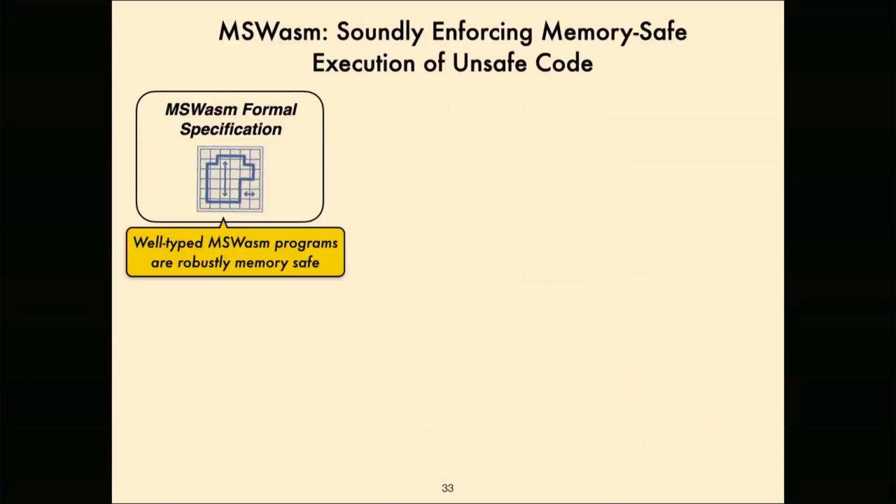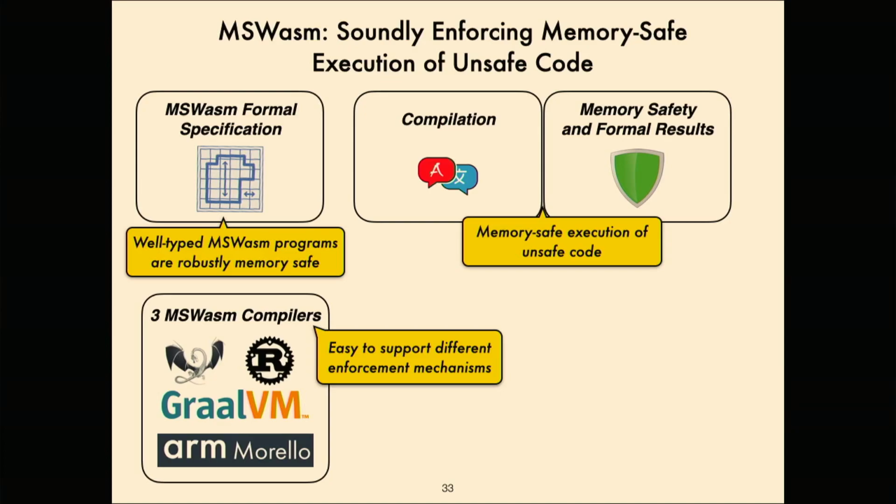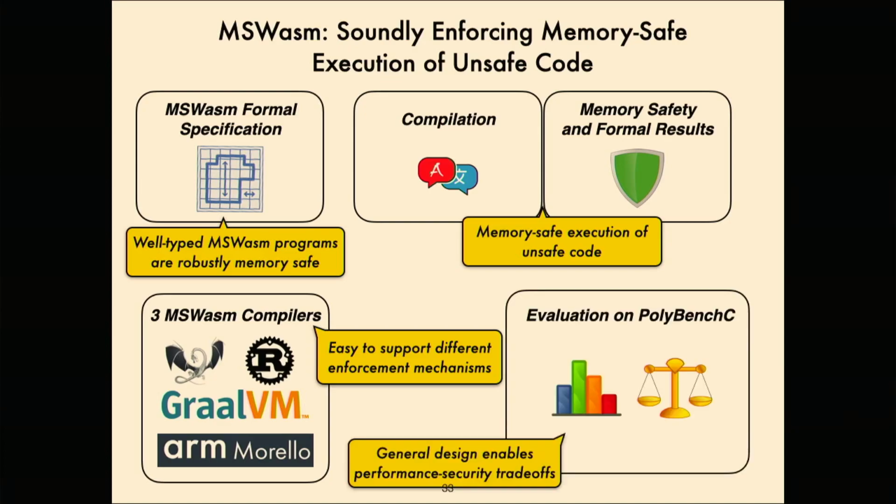So with that, in summary, what I have shown you so far is an MSWasm design which says that well-typed MSWasm programs are robustly memory safe, a compiler that enforces memory safe execution of unsafe code, as well as an implementation that shows the flexibility of implementing an MSWasm compiler for leveraging platform-specific features. So thank you. Questions?